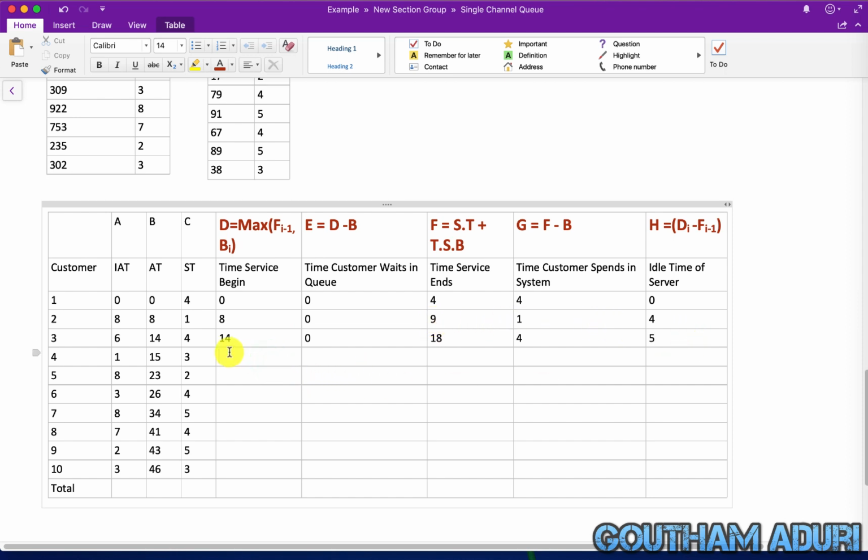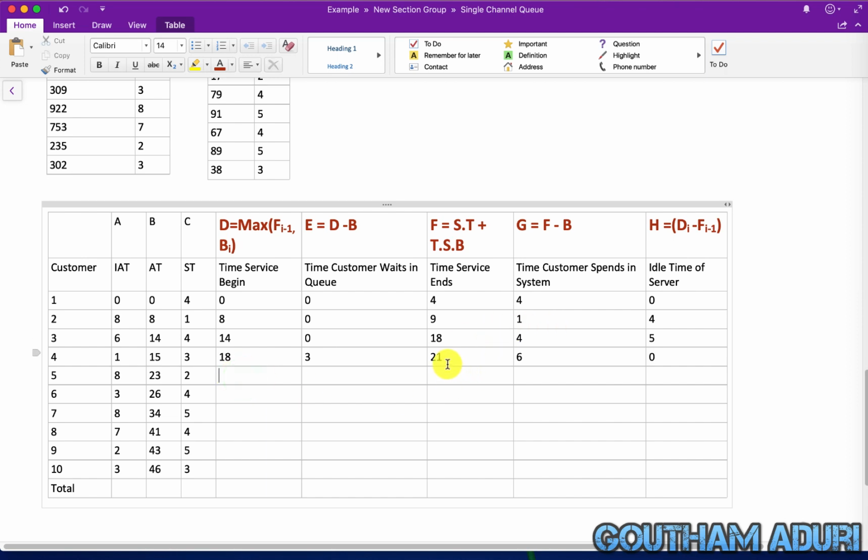And now compare the time service ends and the arrival time, 18 is greater, so just put 18. And the time customer waits in the queue is time service begins minus the arrival time, it's 3. And time service ends is service time plus time service begins, 21. And time customer spends in the system is 21 minus arrival time 15, 6. And idle time of the server, 18 minus 18, 0.